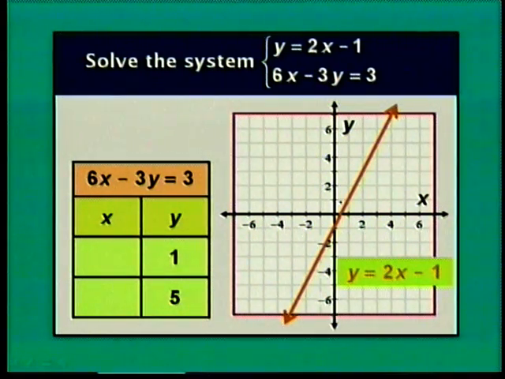Adding 3 to both sides of the equation, we'd have 6x equals 6. And dividing both sides of the equation by 6, we'd just be left with x equals 1. How about when y is 5? Well, we'd have 6x minus 15 equals 3. Adding 15 to both sides of the equation, I'd have 6x equals 18. And dividing both sides of the equation by 6, I'd just be left with x equals 3.